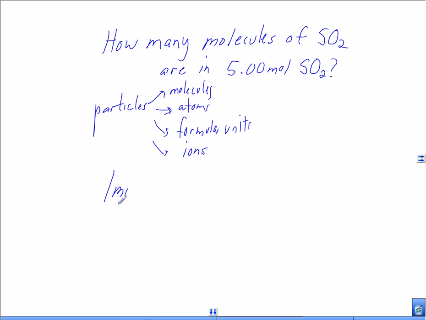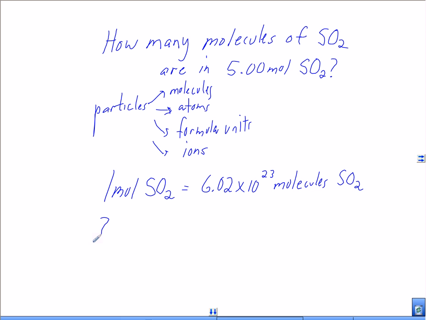And I do know from class that 1 mole of SO2 has in it 6.02 times 10 to the 23rd molecules. That is a known fact, and we call it Avogadro's number. 1 mole of anything has 6.02 times 10 to the 23rd. So we can take this known conversion, this known factor, and plug it into our problem.